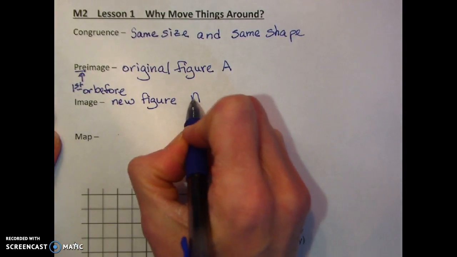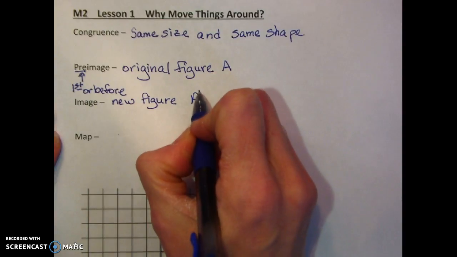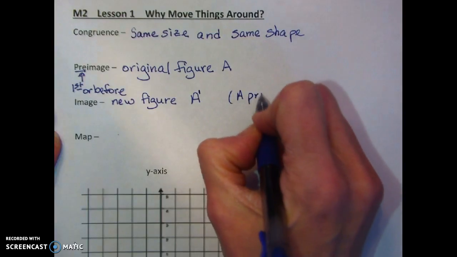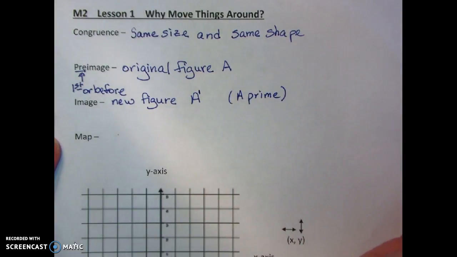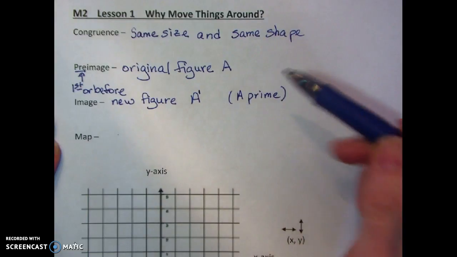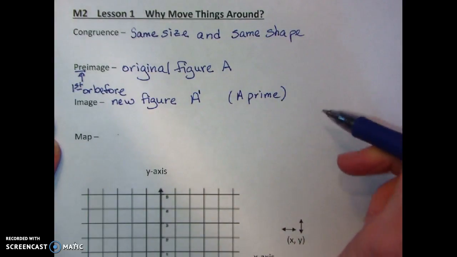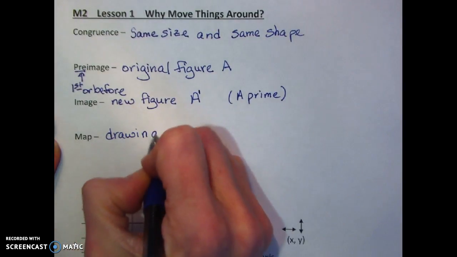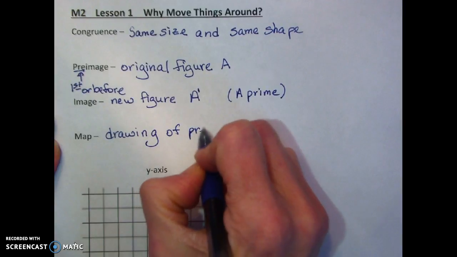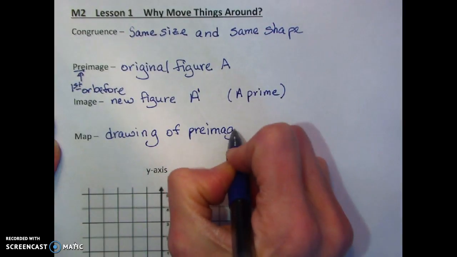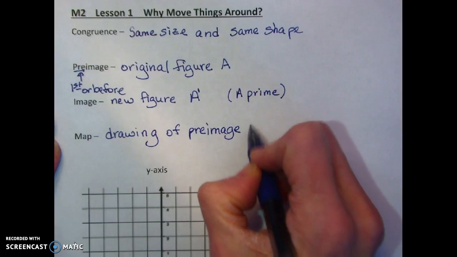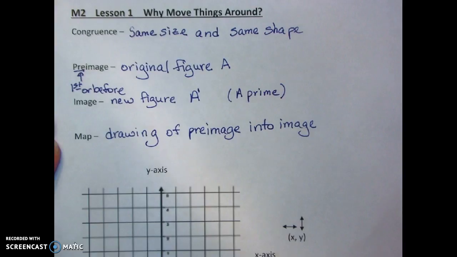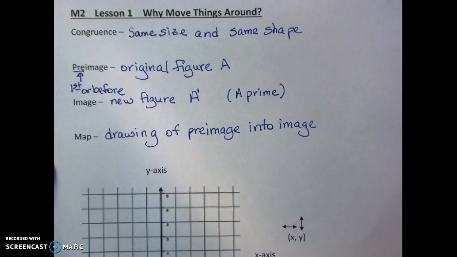and they will use the same letter, but then they will put this little mark on it, and that is pronounced A prime. Okay, that little mark is telling you that that is the new figure that was created. And then a map is just the drawing of the pre-image into the image. Okay, it's the drawing showing the pre-image and how it was transformed to make the image.